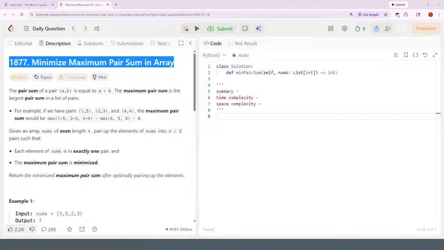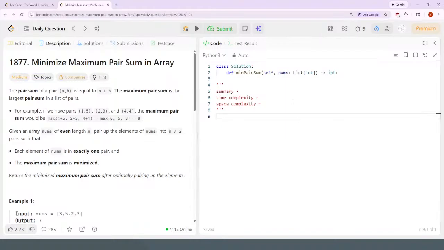Alrighty, let's see what we got today. Looks like it's gonna be medium. Minimize maximum pair sum in array.